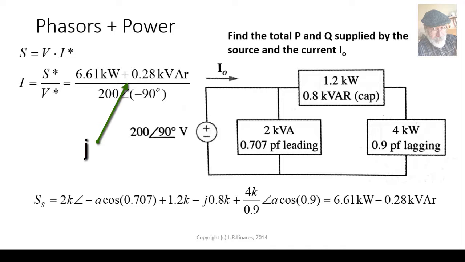I gotta fix those slides. 6.6 kilowatts plus j0.28 kilovars divided by the conjugate of the voltage, 200 at negative 90. And that gives us that the current in the source is 33 amps at 92 degrees. That answers that question.